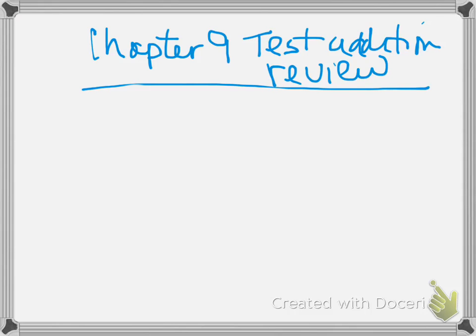In Chapter 9, we studied exponents, and we started off with problems like 2 to the third power and what that really means. 2 to the third power would mean 2 times 2 times 2, writing out 2 three times, and we'd multiply 2 by itself 3 times.